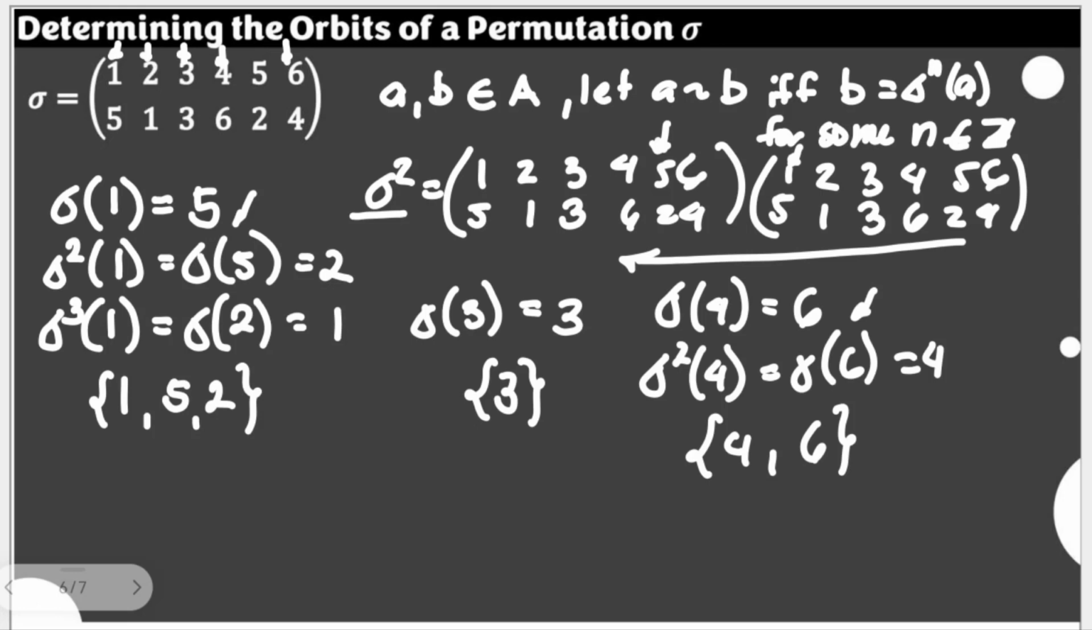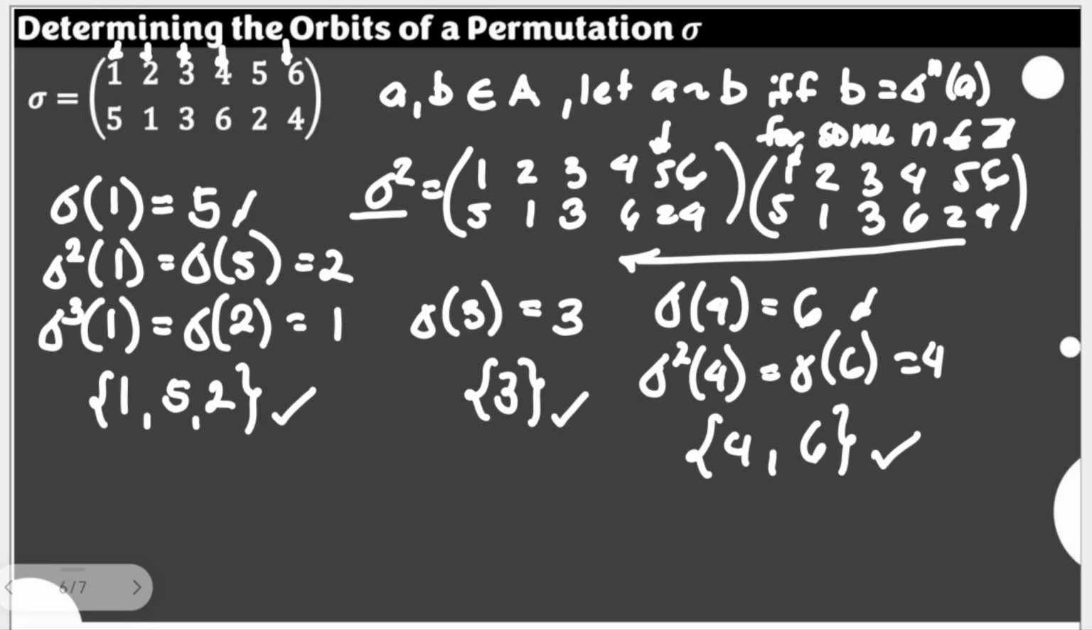You have the orbit containing 1, 2, and 5, or 1, 5, and 2. They could be rearranged because they are under a set. So we have 1, 5, and 2, or 1, 2, and 5. You have 3, and you have 4 and 6. So this is how we determine the orbits of a certain permutation. And this is very important as we move further into identifying whether these are cycles or not, and other concepts as well. But before we end this, it's good to understand that our orbits are disjoint sets.